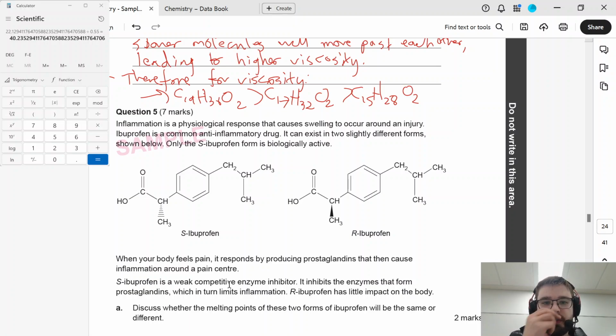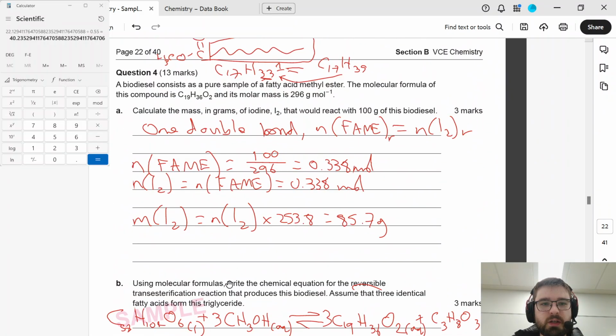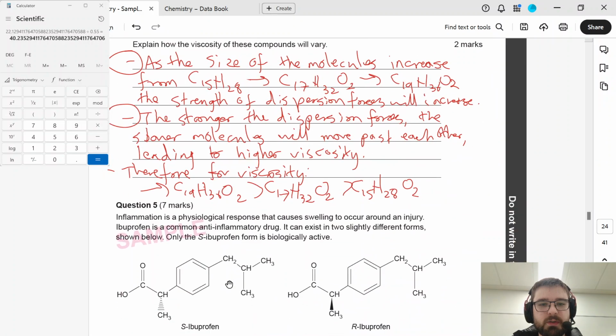Okay, inflammation is a physiological response that causes swelling to occur around an injury. Also, can I just comment on the length of that question? 13 marks. I am sick of biodiesel now.